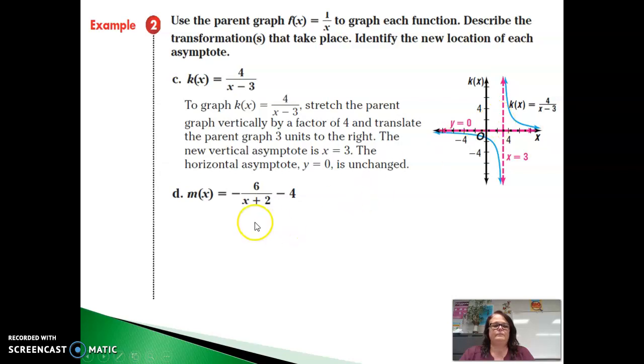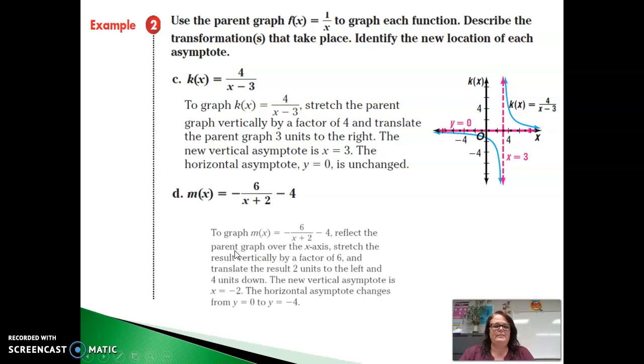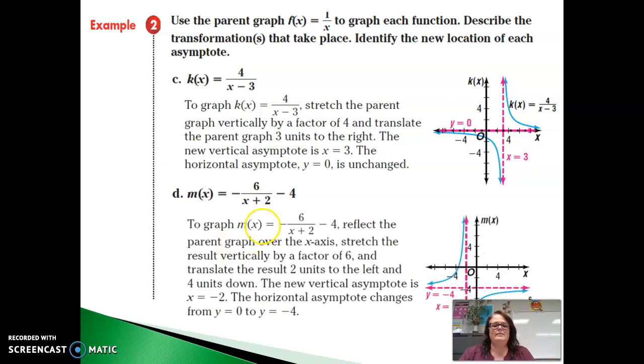So this one, the negative says reflect it with respect to the x-axis. The 6 says go up 6 times as fast. The x plus 2 says shift your graph to the left 2 spaces. And then the minus 4 says shift it down 2 spaces. So if you pause the video, you can see all the stuff that I just talked about.